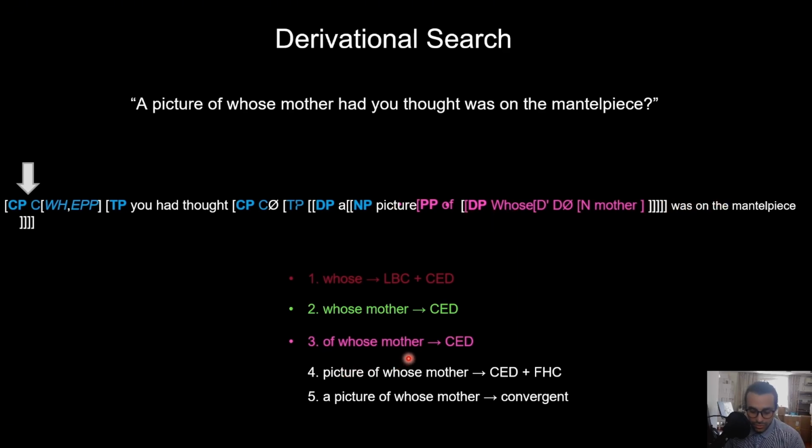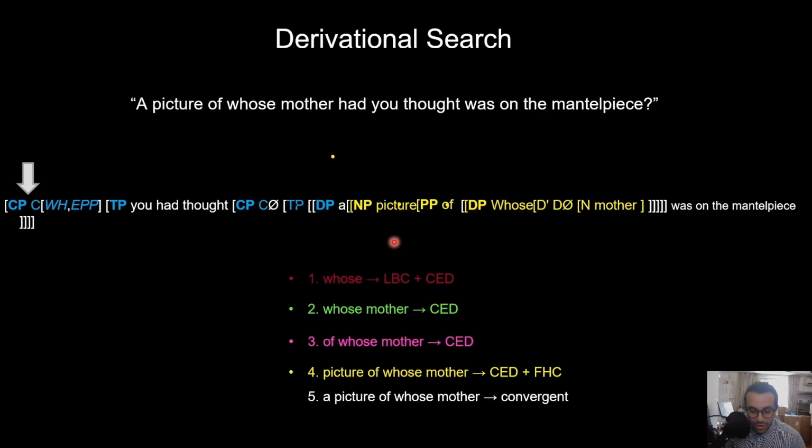Okay, moving on to a larger phrase here. If we take picture of whose mother, we'll end up with: picture of whose mother you have thought was on the mantelpiece. We cannot do it. Two reasons. We're still not extracting from a complement position. In addition to that, we're violating the third constraint, the functional head constraint. "A" is a functional head, and we cannot take its complement away from itself.